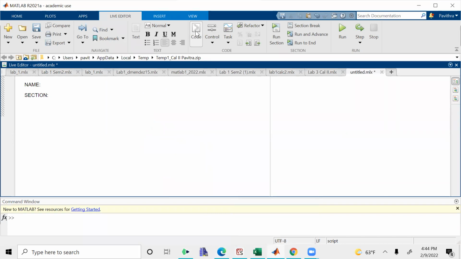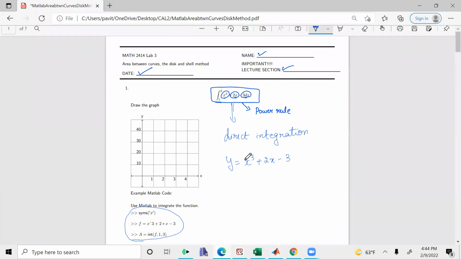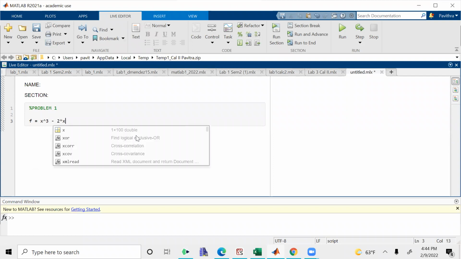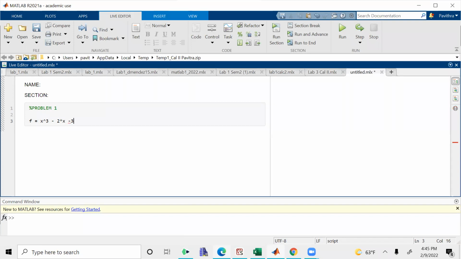Okay, so let me get to the code mode here. Let me start with problem 1. Let me show you how to do the graph first. So problem 1 is x cube plus 2x minus 3, right? So f is equal to x cube plus 2x minus 3. That's the function.